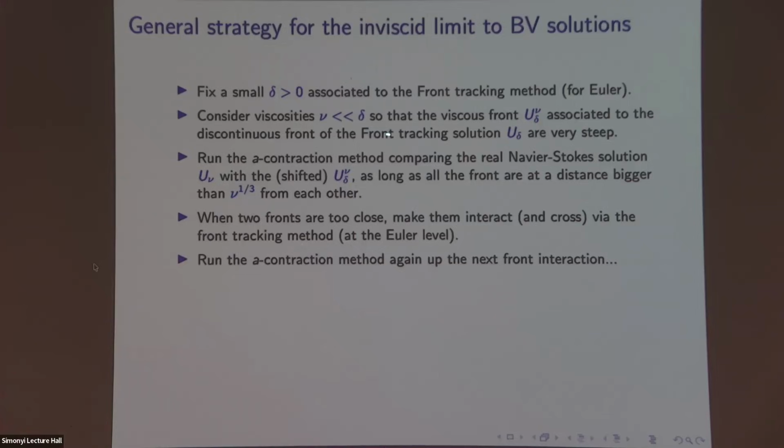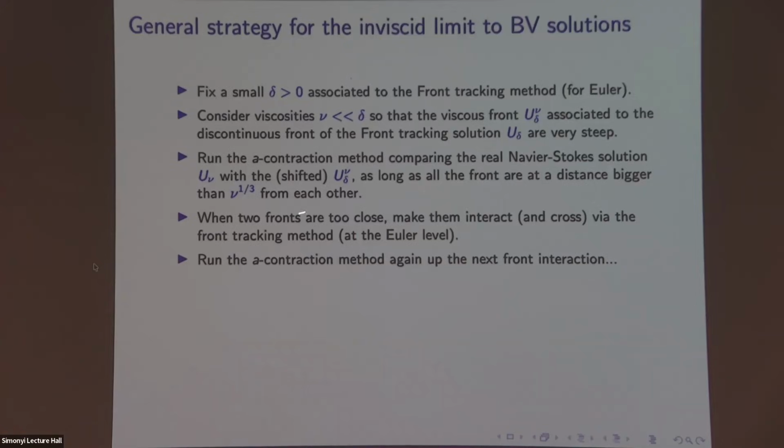So when you do this, then of course you want to run the a-contraction, but this is Navier-Stokes, so you have to compare not with respect to the Euler, but to the layers. So this means that you take your Euler object, you have your front. From your front, you change your front by your viscous front, right? And as long as the fronts are far away, you make them move with respect to your Navier-Stokes solution, right? Because the shift depends on your Navier-Stokes solution, the wide one. And you do it in order to control the a-contraction. So you make all things move.